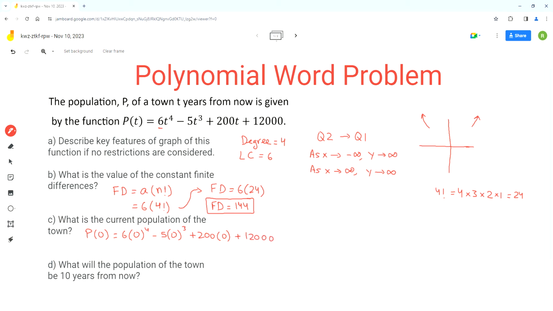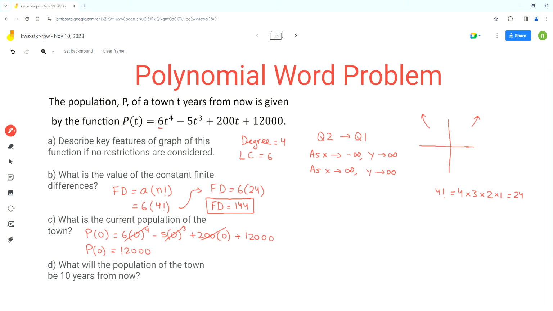The first term will cancel out because of the 0. The second term will also get cancelled out. The third term will also get cancelled out. So that means P(0) is equal to 12,000, which is the current population. So the current population of the town is 12,000. Now we can analyze part D.